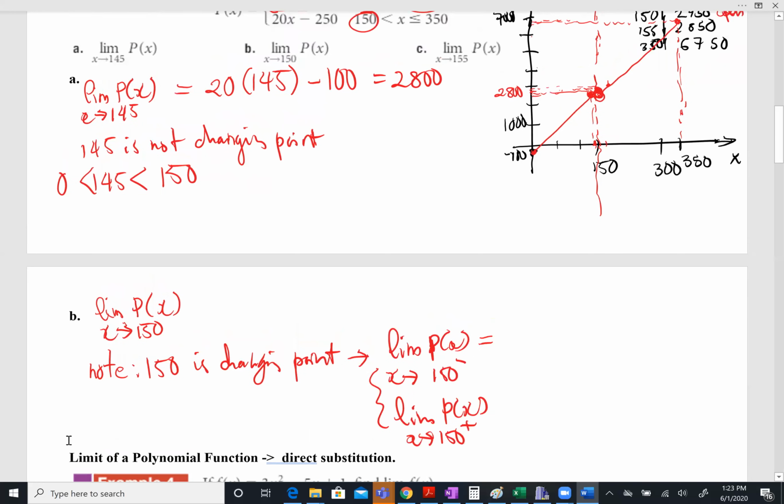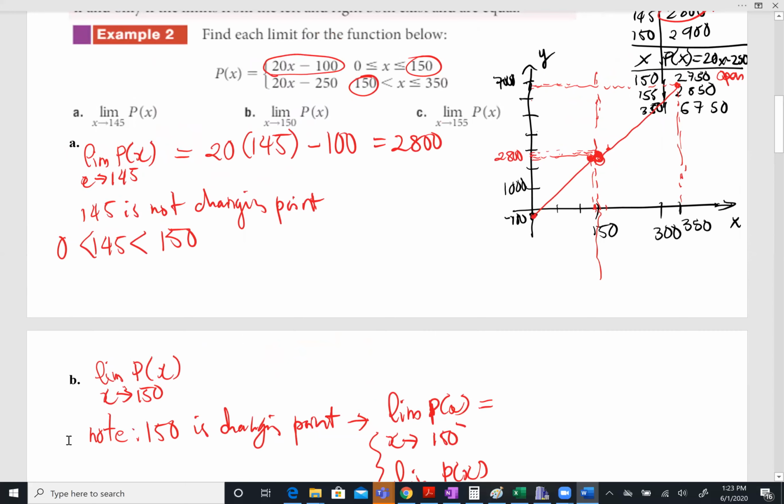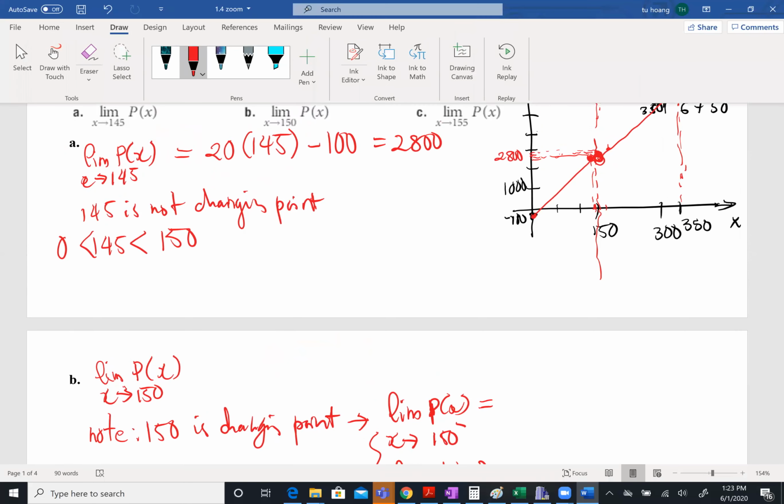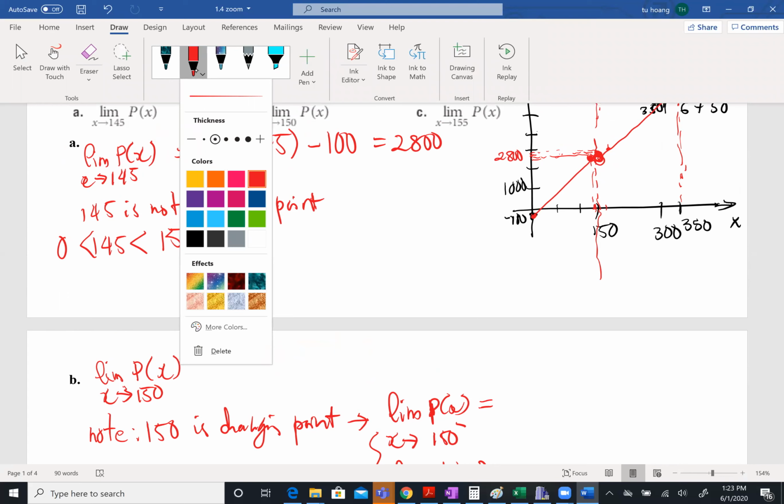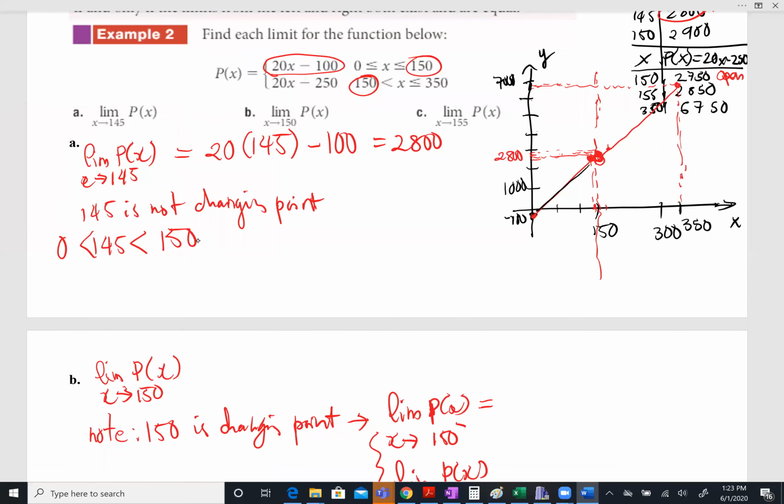From the left-hand side is based on, let me change the color here, the first piece of the graph, which is 20x minus 100, right? So you're going to plug in 150 into the first part. So it's going to be 20 times 150 minus 100, and you're going to have 2,900.